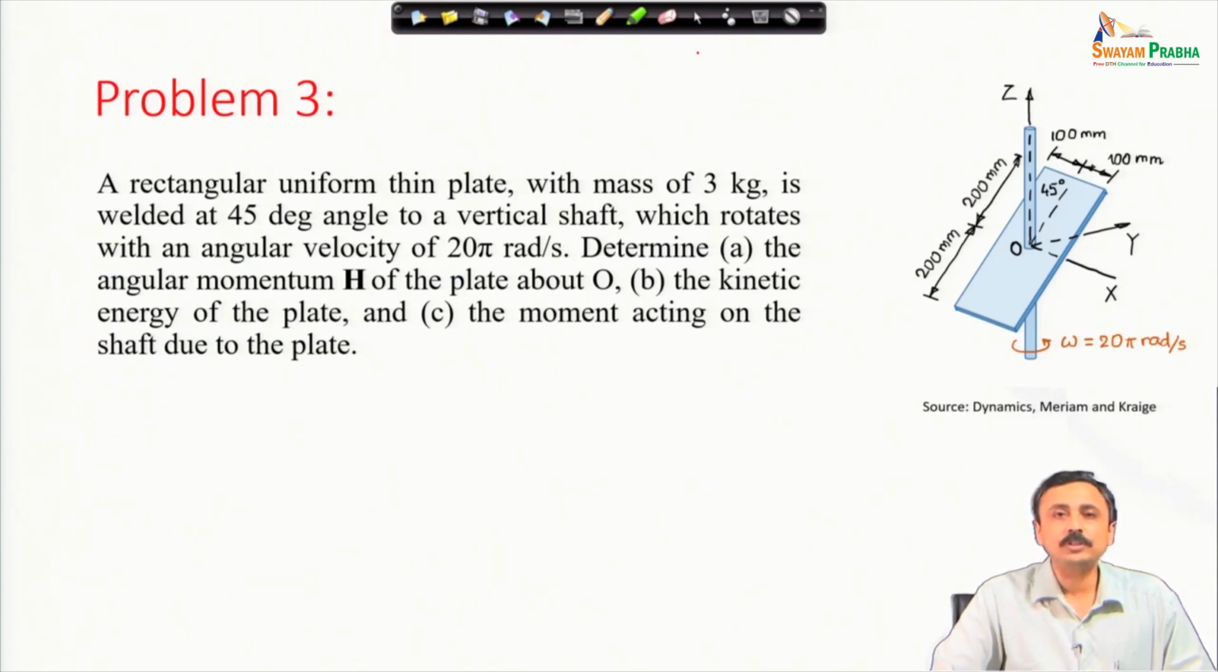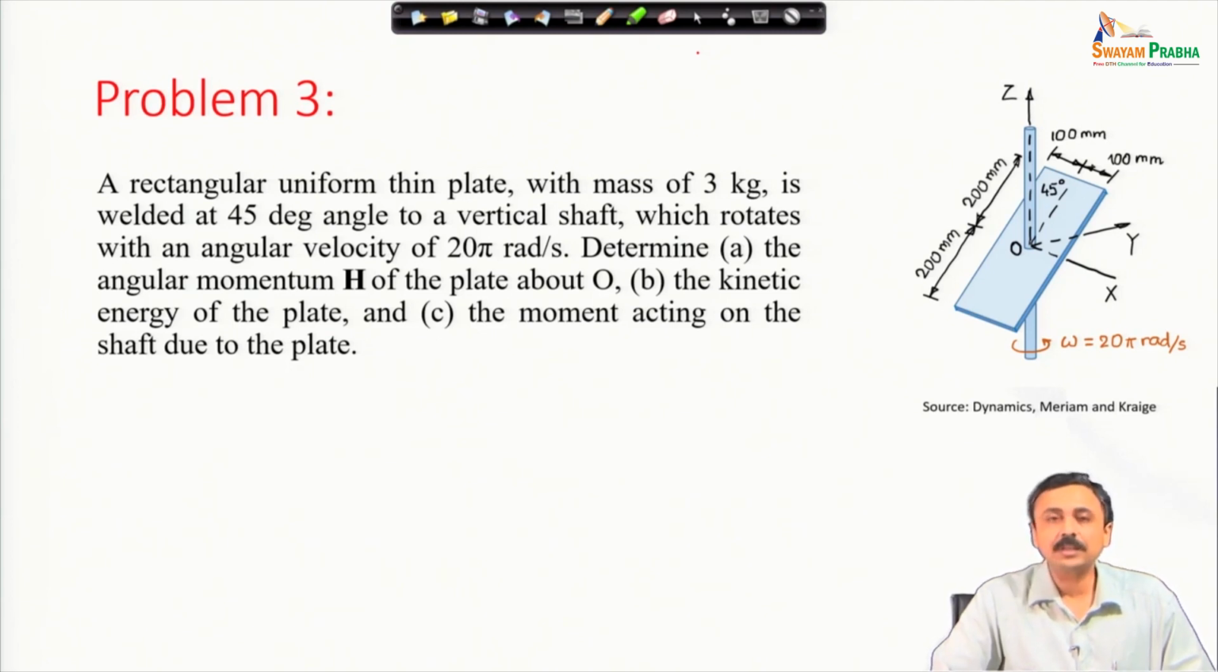Let us move over to the third problem. A rectangular uniform thin plate with mass of 3 kilogram is welded at 45-degree angle to a vertical shaft which rotates with an angular velocity of 20 pi radian per second. Determine A, the angular momentum H of the plate about O, O is the geometric center through which the shaft passes, B, the kinetic energy of the plate, and C, the moment acting on the shaft due to the plate.